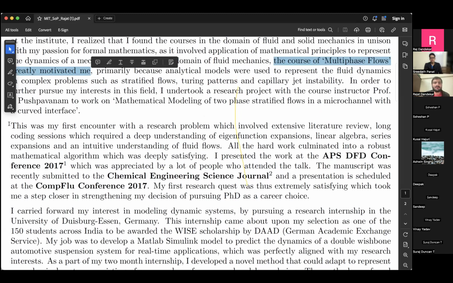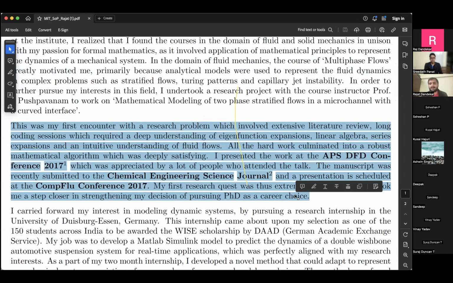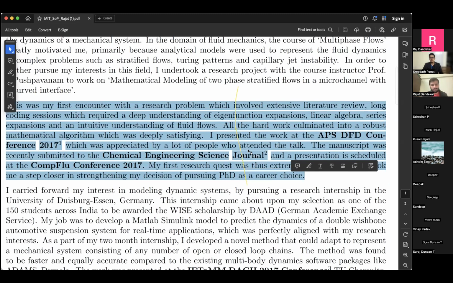So the next paragraph is the hook of my statement of purpose, which is the research project I pursued under the supervision of the professor who taught me this course, which was a very interesting course that I liked. I devote one single paragraph to this hook because I submitted a paper to the Chemical Engineering Science journal, and I also presented this work at an American Physical Society Division of Fluid Dynamics conference in the US. This was the part of my SOP which I wanted the admissions committee to focus on in the first minute itself.